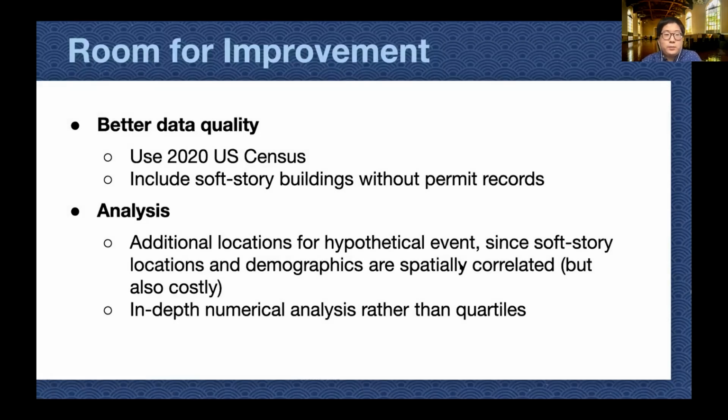Some room for improvement is, first of all, better data quality, because I was forced to use the 2010 US Census since at the time the 2020 US Census was underway. And I think another key potential improvement could be using more earthquake simulations, because as you can see, both the demographic profiles as well as the location of the soft story buildings are highly spatially correlated. So only using one epicenter location in Puente Hills might have affected the results significantly. But again, running more epicenter location simulations is highly computationally demanding.